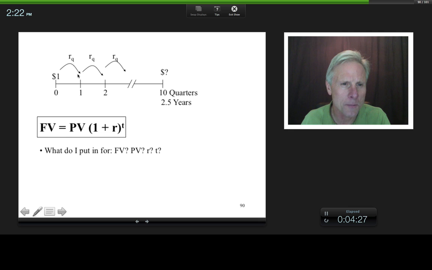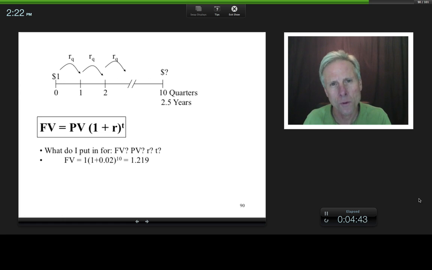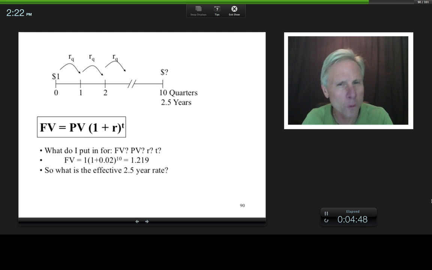Well, how many quarters am I bringing this dollar forward? 10 quarters, right? So what's my T? Well, it's 10. So there we have the future value of this dollar, bringing it forward 10 quarterly periods using an effective quarterly rate. This grows to 1.219. So how much of that is interest, or therefore what is the effective 2.5-year rate? Well, about 22 cents, right? Or 21.9%. So we've just achieved our goal of an effective 2.5-year rate.